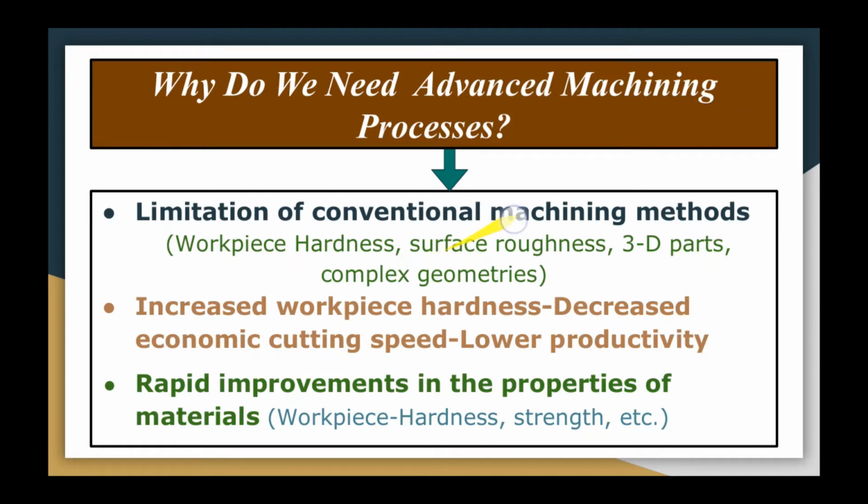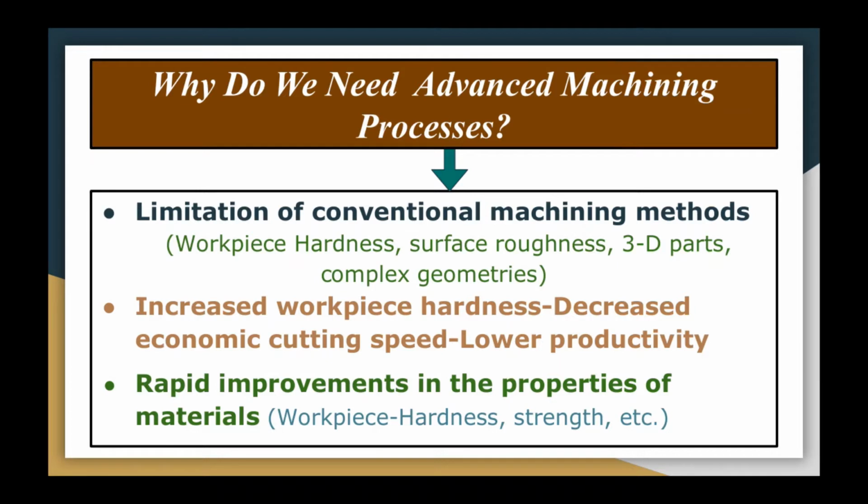The present day industries need a very high level of surface finish. That means the surface roughness value should be very low. Again, everybody is in demand of nano level surface roughness value, that is Ra should be in the range of 1 nanometer to 99 nanometer.